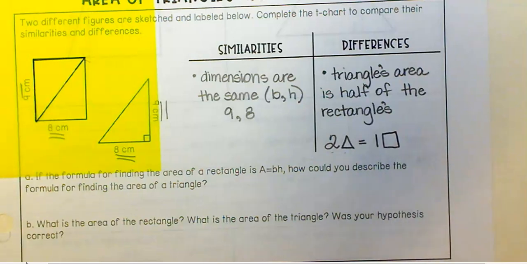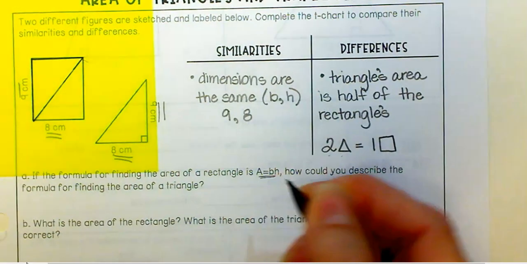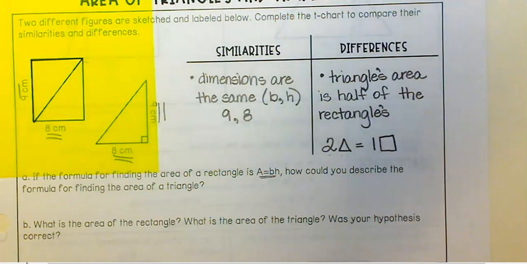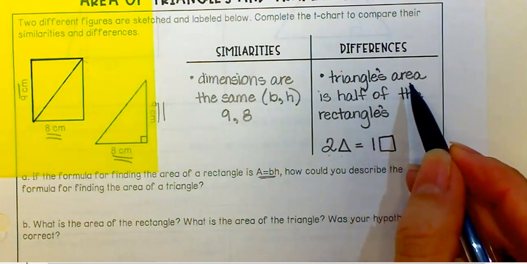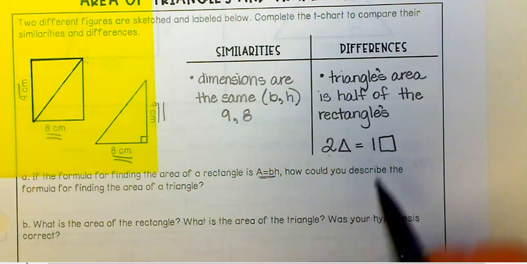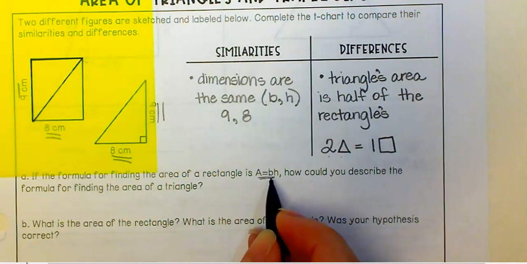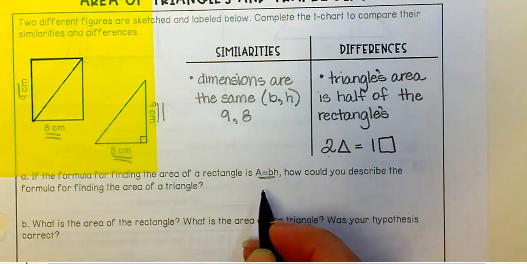All right, if the formula for finding the area of a rectangle is base times height, then how could you describe the formula for finding the area of a triangle? Well, let's think about it. The triangle's area we just saw was only half of the rectangle's. So what we could do is take the area of the rectangle and divide it by 2 to get the area of a triangle.